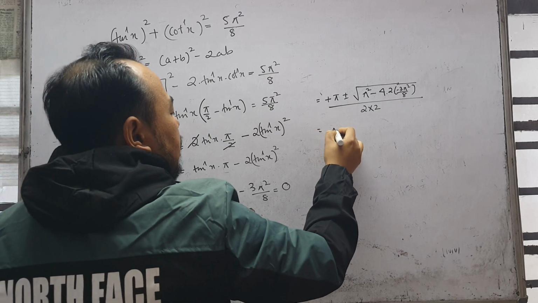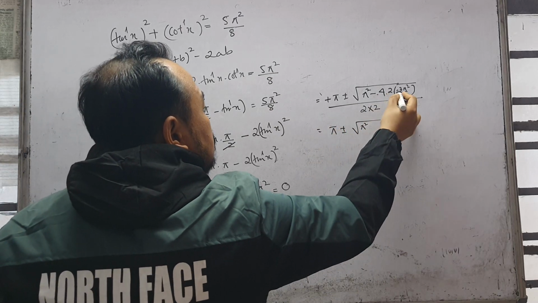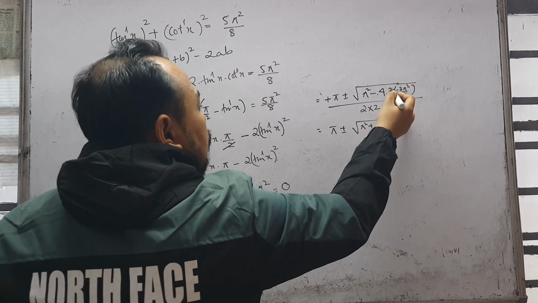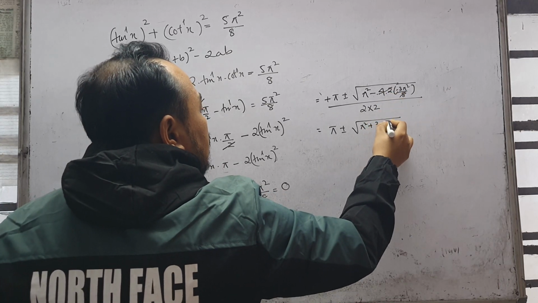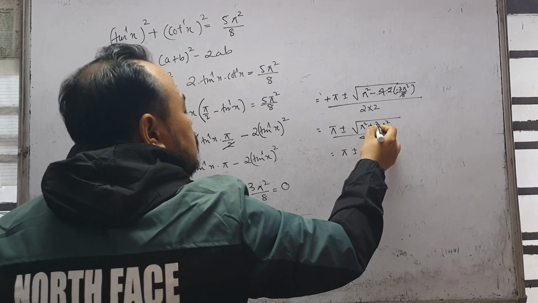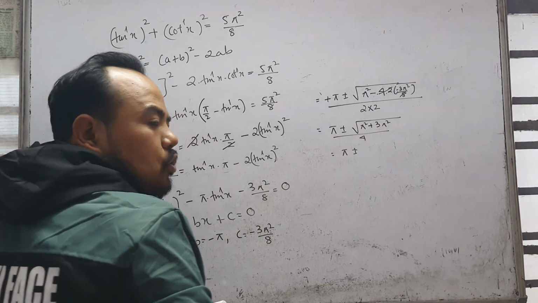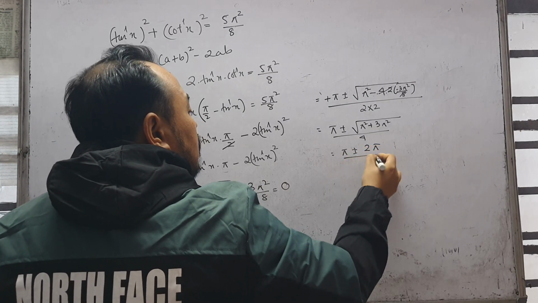So what are you getting? Pi plus minus root pi square minus into minus plus, 4 2s are 8, 4 2s are 8. So you are getting how much? 3 pi square by 4. So pi plus minus 3 plus 1, what is that? 4. And what is root 4, guys? 2. Pi square is pi by 4.